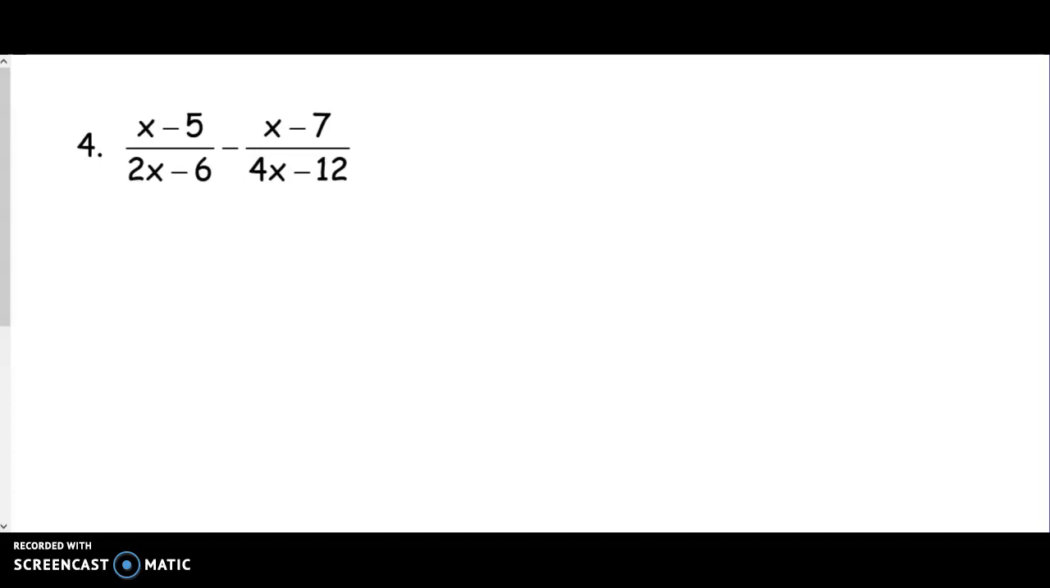So 2x minus 6. If I factor that out, 2 times x minus 3. If I factor the second one out, factor out the 4, 4 times x minus 3. So our lowest common denominator is that 4x minus 12.